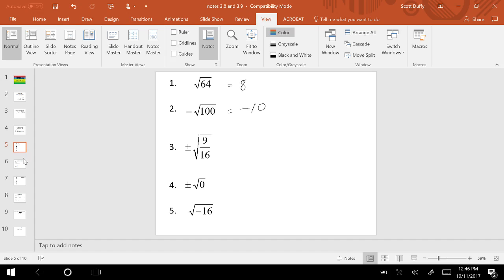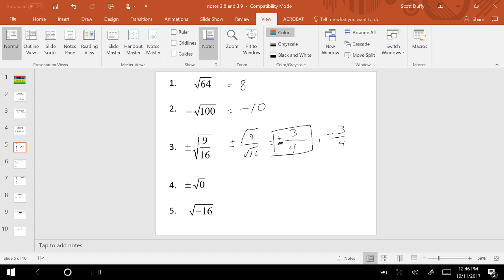Now the cool thing about taking the square root of fractions is that it's equal to the square root of the top number divided by the square root of the bottom number. The square root of 9 is 3. The square root of 16 is 4. So we get positive 3/4, or negative 3/4. You can also write it as positive negative 3/4, and you're done.